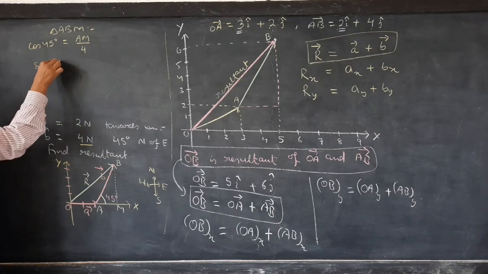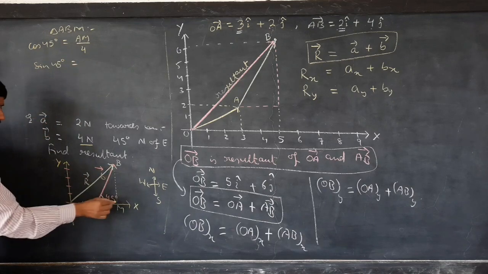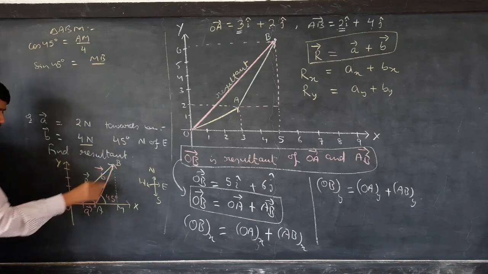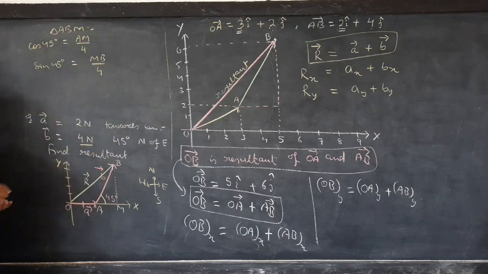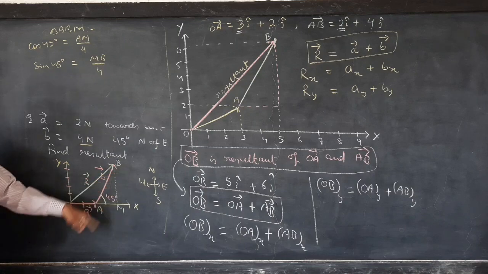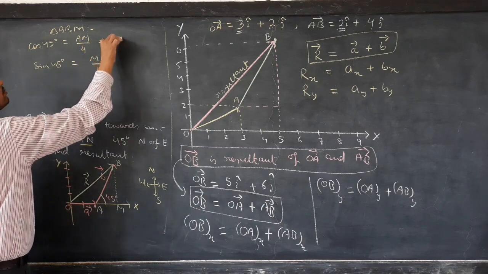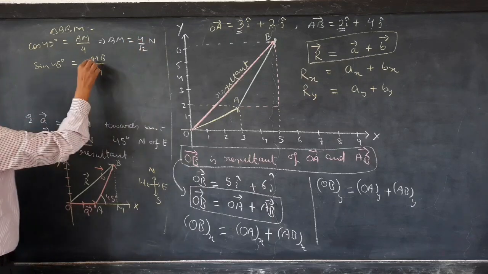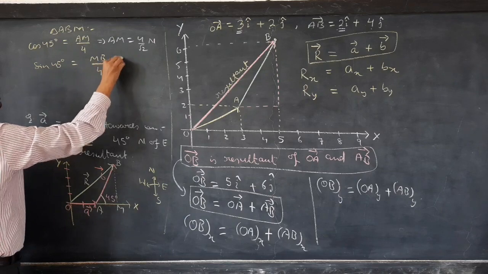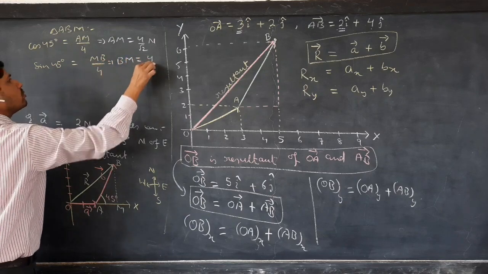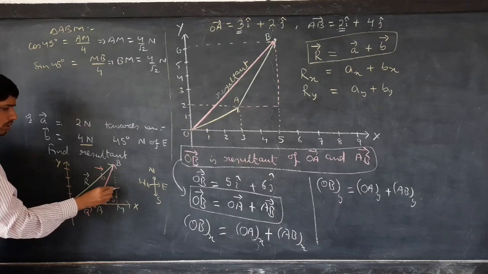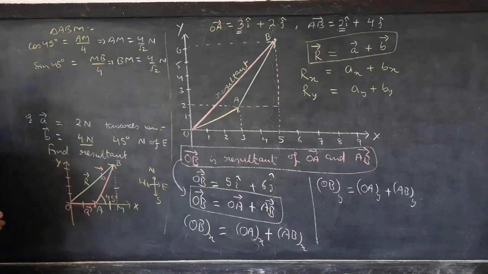And sine 45 degree, if you see in this triangle, will be BM upon this hypotenuse. This hypotenuse is again 4. So this gives us the value of AM and BM. So AM becomes 4 by root 2 Newton, and MB becomes 4 by root 2 Newtons. Okay. So both AM and BM will be equal, and they are 4 by root 2 Newtons each.